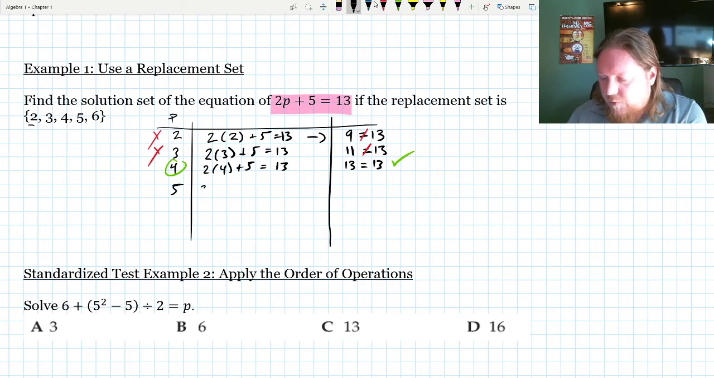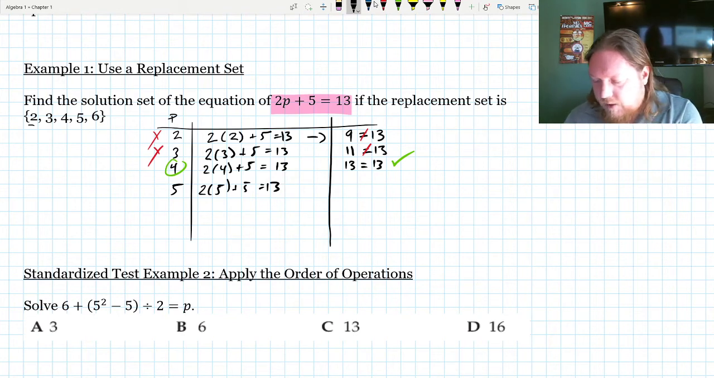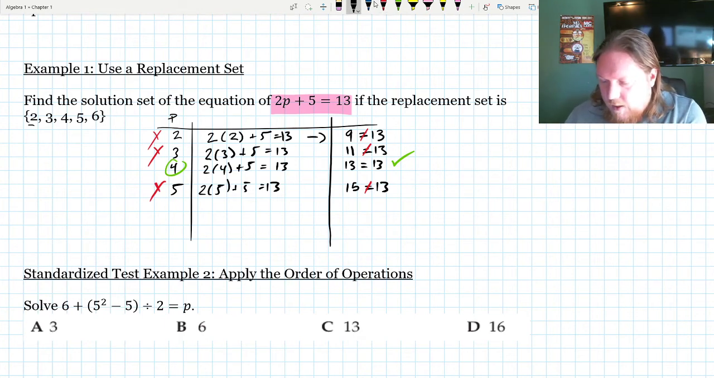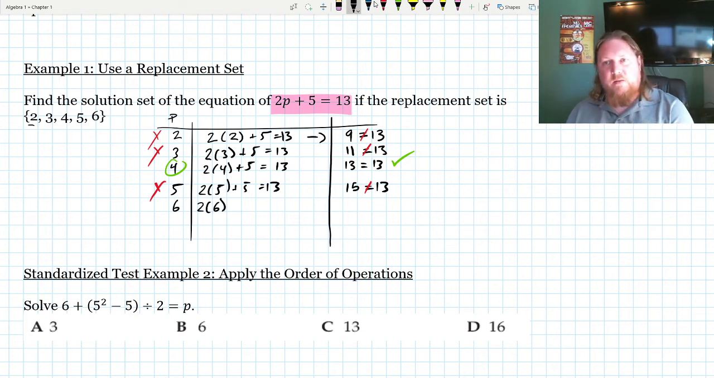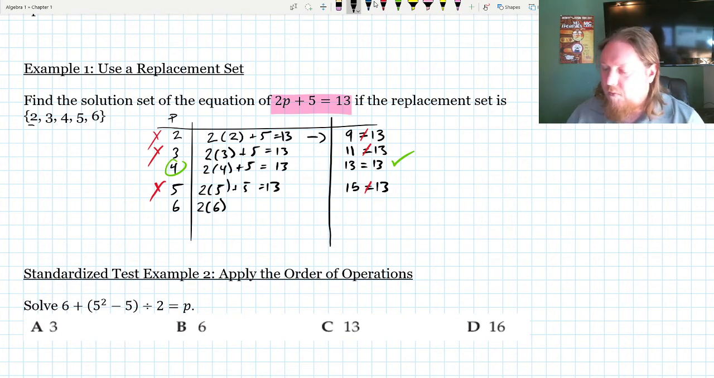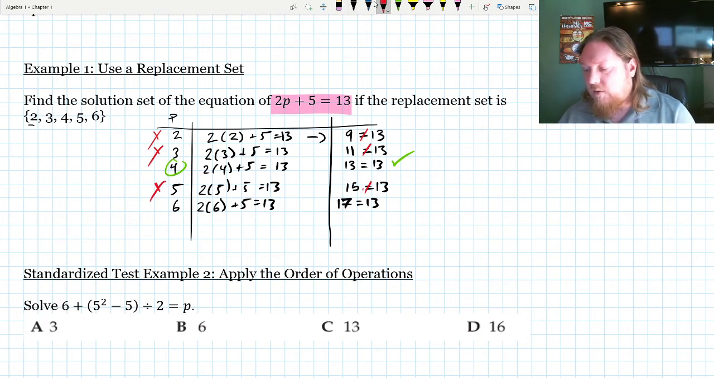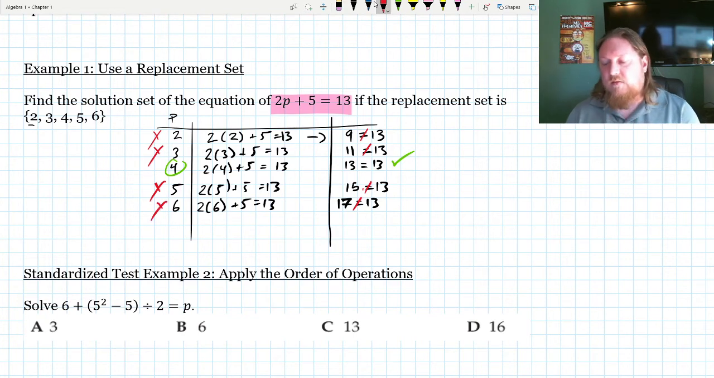Onwards. 5. 2 times 5 plus 5 equals 13. And I find there that 10 plus 5 is 15. Does that equal 13? No, it does not. So 5 is not in the solution set. And now the last one is 6. 2 times 6. If you want to take a second and predict, do you think it's going to work? Looks like it didn't. So 6 is not a solution.